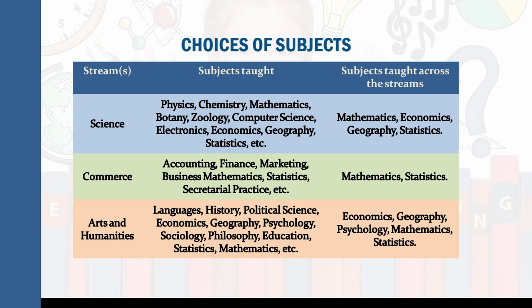Okay. And friends, so far as choices of subjects in different streams are concerned, a few subjects are taught across the streams or across the disciplines, like mathematics, economics, geography, and statistics. These subjects are studied in science. These subjects are also studied in arts and humanities, and further mathematics and statistics are studied in commerce also. So friends, these are the subjects which are being studied at different stages of school education.